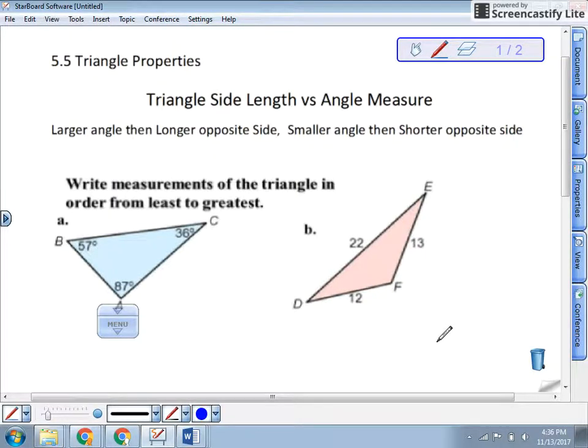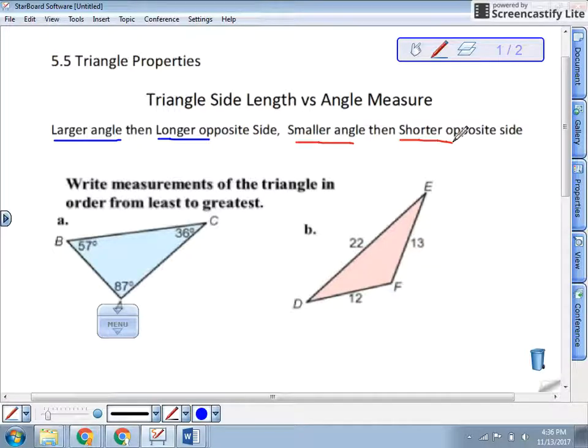So let's take a first look at this first one. Triangle side lengths versus angle measures. Basically here it is: the larger the angle, the longer the opposite side. The smaller the angle, the shorter the opposite side. That's pretty much it. Let's take a quick look at an example.